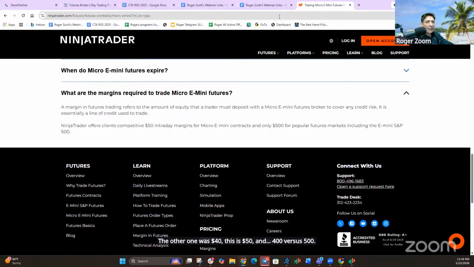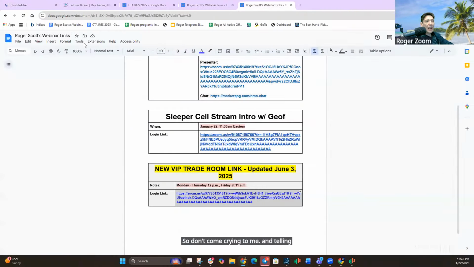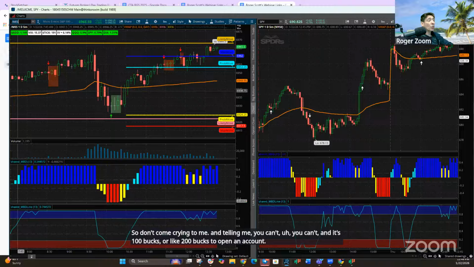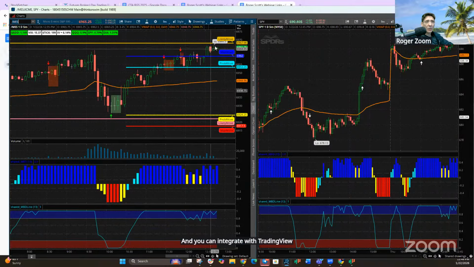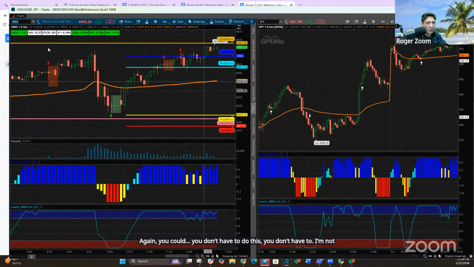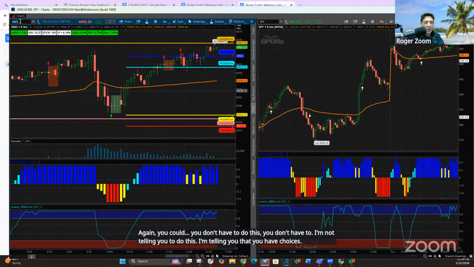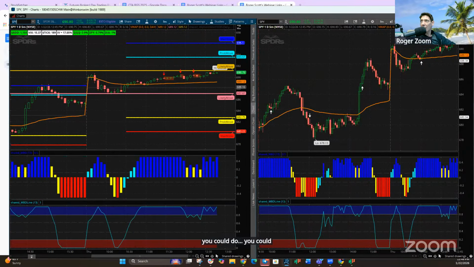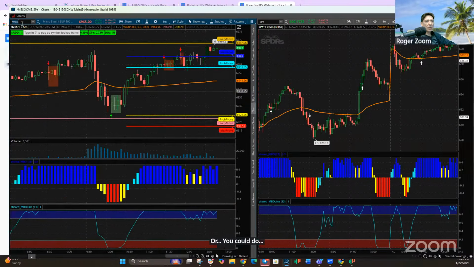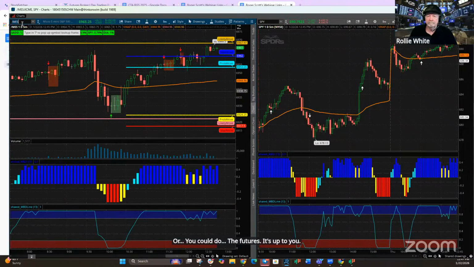So don't come crying to me and telling me you can't. It's $100 or like $200 to open an account, and you can integrate with TradingView if you wanted to. So again, you don't have to do this. I'm not telling you to do this. I'm telling you that you have choices. You could do the SPY and options on the SPY, or you could do the futures. It's up to you.